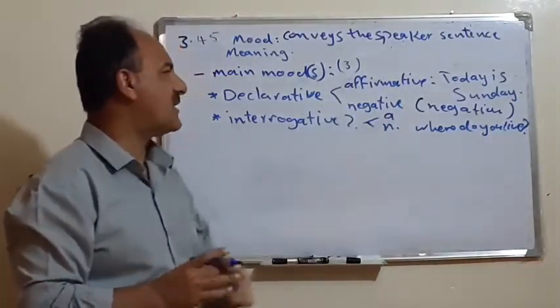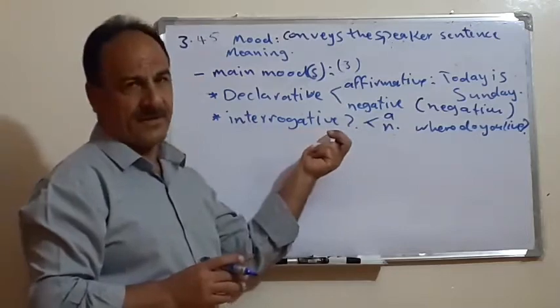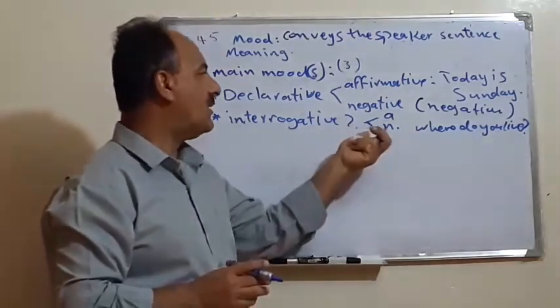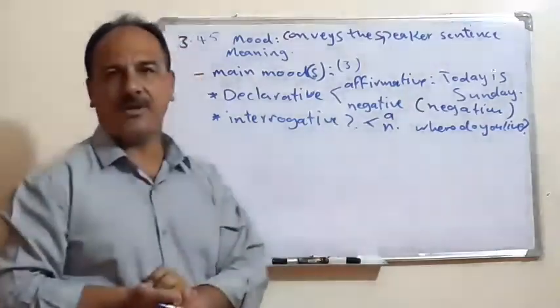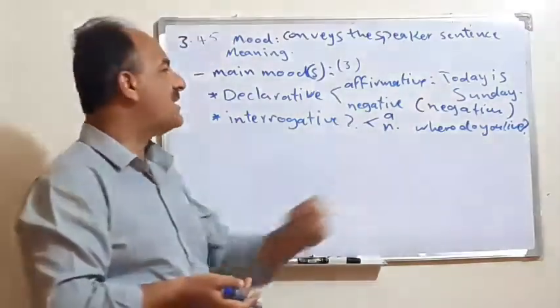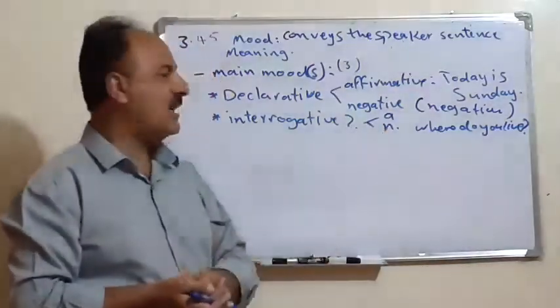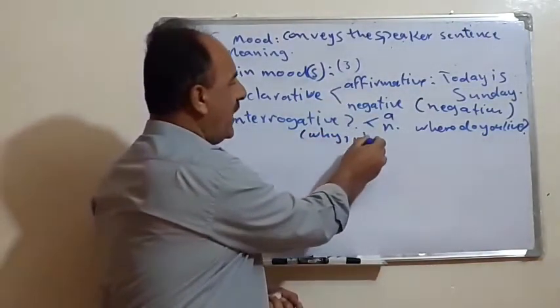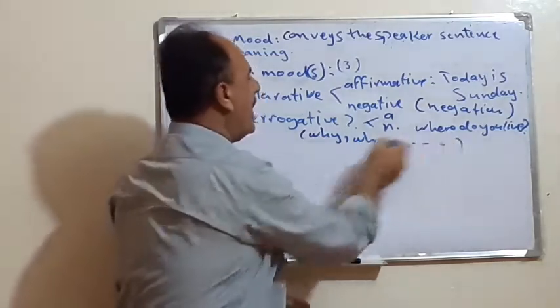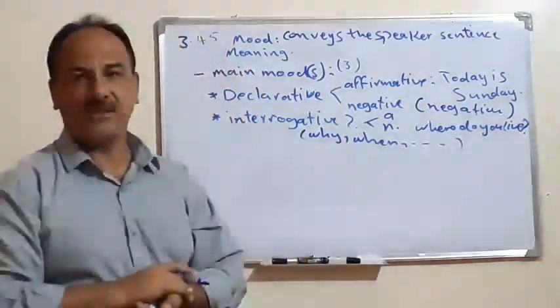And for example, how long do you live in Iraq? Or where are you staying? All these markers are used with why, with when, with where, etc. We use them for the interrogative.